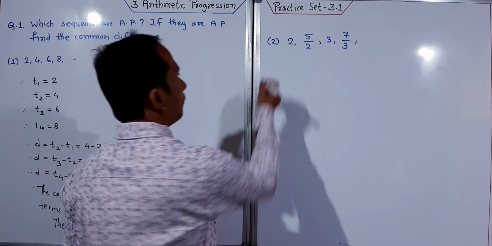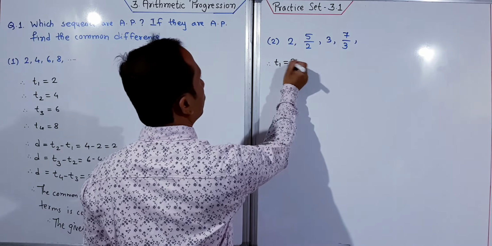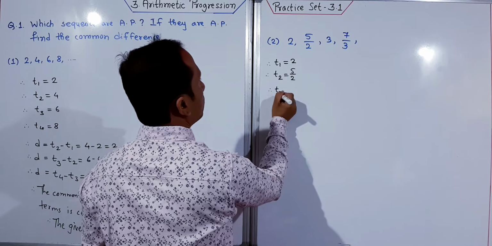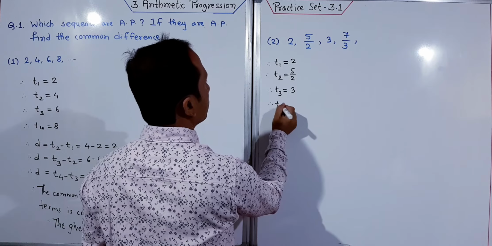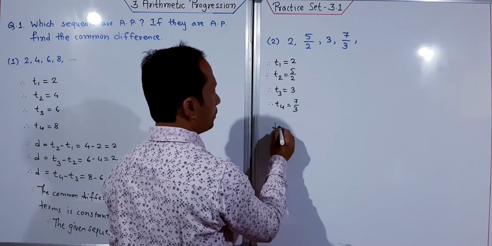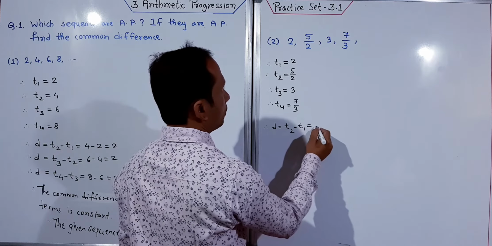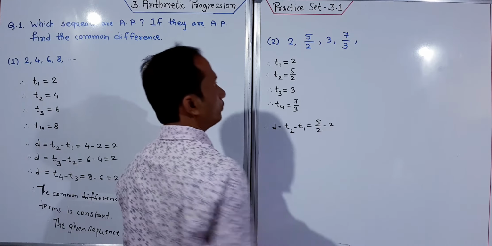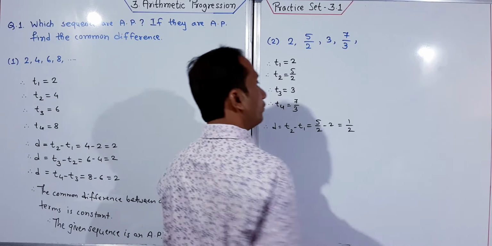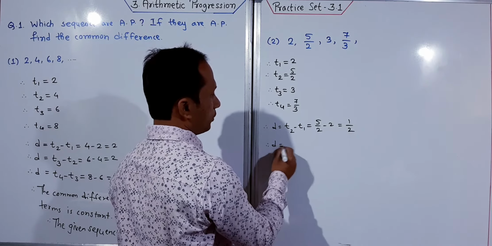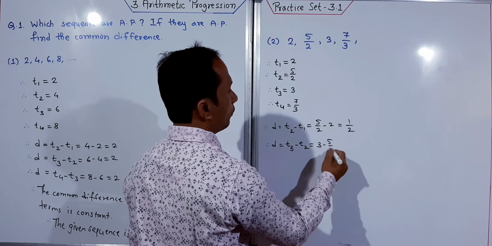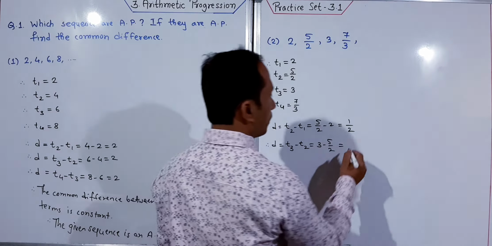Okay, come to the second problem. T1 is equal to 2, T2 is equal to 5 upon 2, T3 is equal to 3, and T4 is equal to 7 by 3. Okay, so let's solve it. Now see, D is equal to T2 minus T1, so it is 5 upon 2 minus 2. 2 2s are 4 and 5, so it is 1 upon 2 first. Then D is equal to T3 minus T2, so 3 minus 5 upon 2. It is also 6 minus 5, it is 1 upon 2.